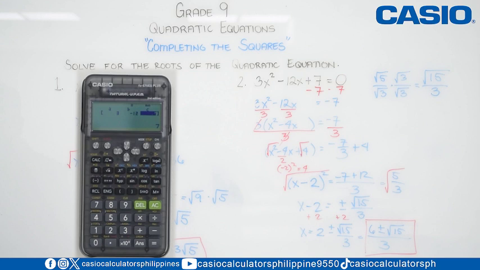We can now press the equal sign to find that the first root is 6 plus square root of 15 over 3, and the second root is 6 minus square root of 15 over 3, which is in line with and the same as our answer using manual computation, which is x is equal to 6 plus or minus square root of 15 over 3.